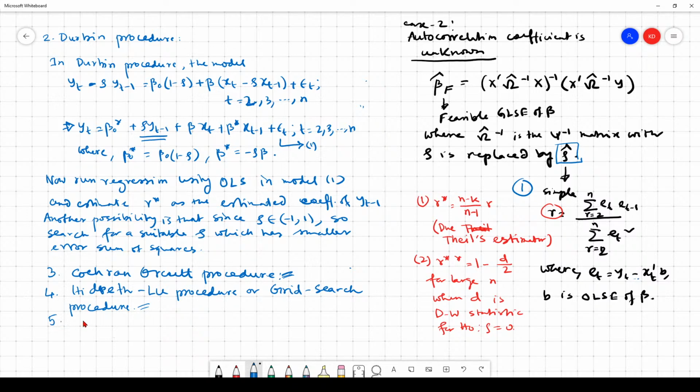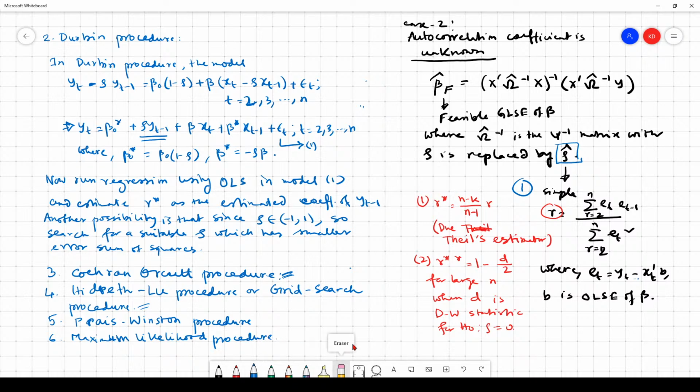Another procedure is the Prais-Winsten procedure, and you may apply the maximum likelihood procedure. If you're interested, please go through this and read this procedure. I think you know the likelihood procedure. This is a very simple thing. Just compute the likelihood function for the model.